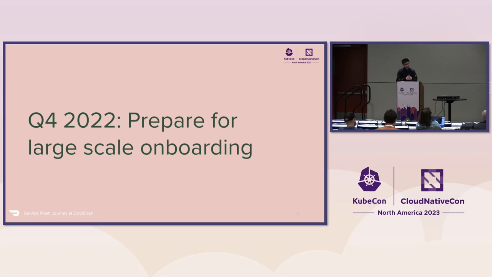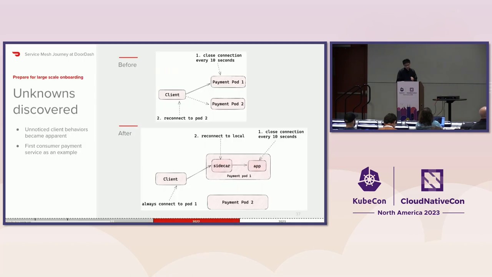So in Q4 2022, we decided to review what could prevent us from moving faster in '23 and what changes we should make before '23. The first thing I want to mention here is that in the initial adoption phase, we discovered a lot of unknowns. We found many special client behaviors that were previously unnoticed but became apparent with the introduction of the Envoy sidecar. So here, taking our first customer, payment service, as an example.